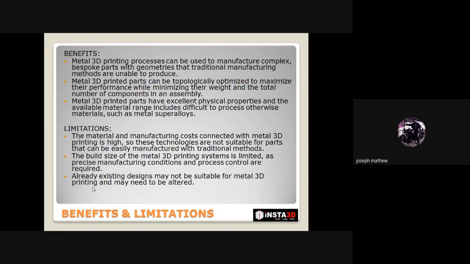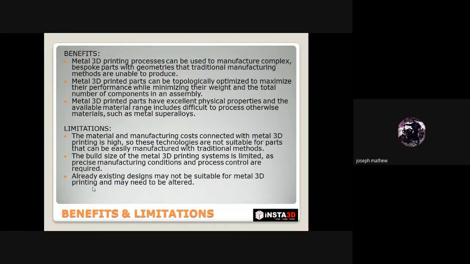So coming to the benefits and limitations, the benefit of metal 3D printing is that it can be used to manufacture complex geometries that traditional manufacturing methods are unable to produce. That is the point which I projected at first when I started the metal 3D printing session. So it is very important that only parts which are complex and which cannot be machined using CNCs or anything should be metal 3D printed.